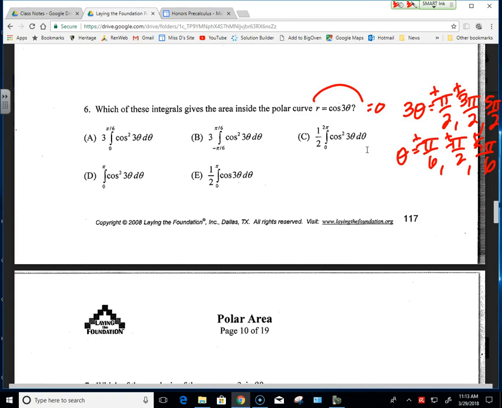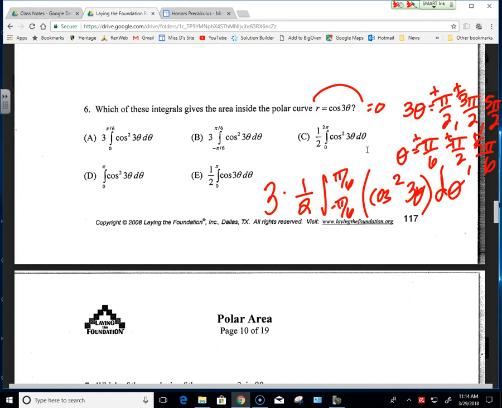Question, starting at 0, what's the closest interval to 0 where 1 petal will complete? Doesn't a petal start at 0 and end at 0? So, couldn't I say negative pi over 6 to pi over 6 is 1 petal? Would that be true? Because it'd be from one 0 to another 0. So from 0 to pi over 6 is going to be half of that petal. From negative pi over 6 to pi over 6 is going to be a whole petal. So we could set up and say, a whole petal will be negative pi over 6 to pi over 6. There are 3 petals. I need to multiply by 1/2 of this guy squared. So cosine squared of 3 theta. Does that match letter B?